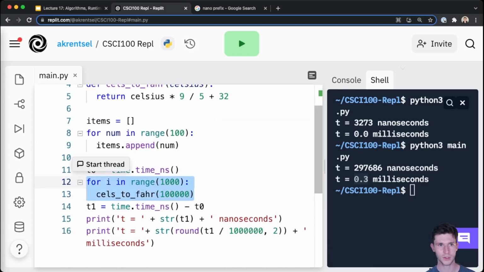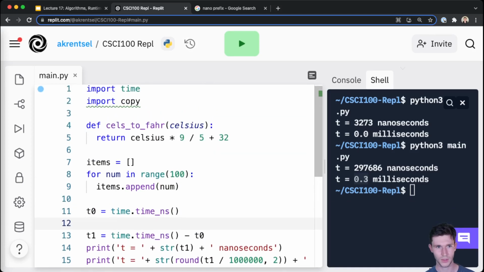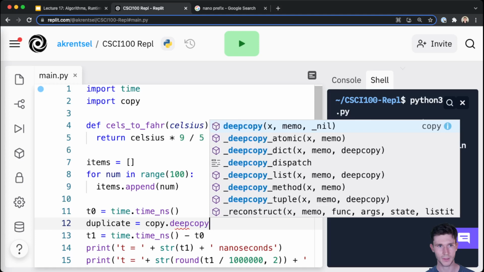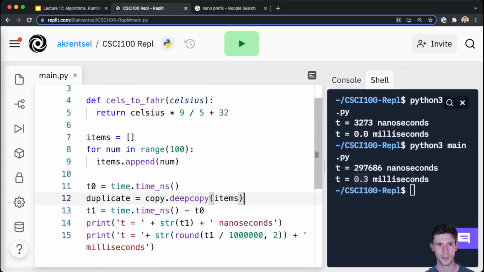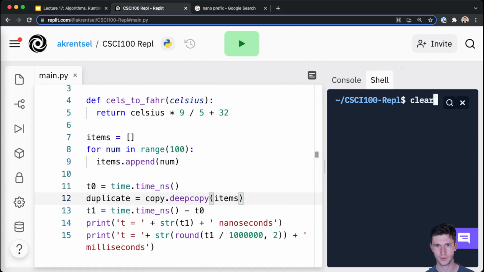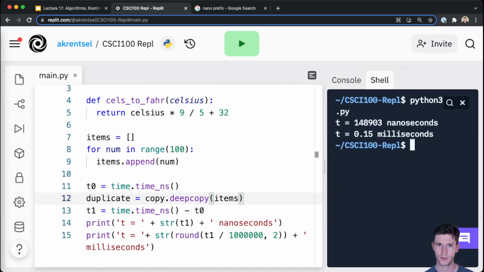And now I just want to measure how long does it take to make a copy. duplicate equals copy.deepcopy items. How long does that take? So actually, making a copy of 100 items takes 0.15 milliseconds.